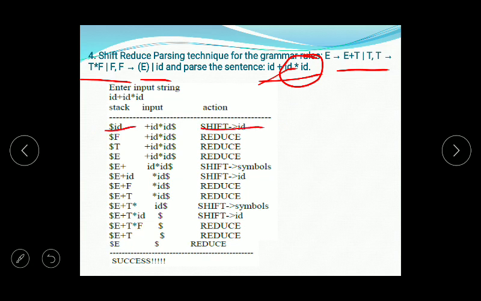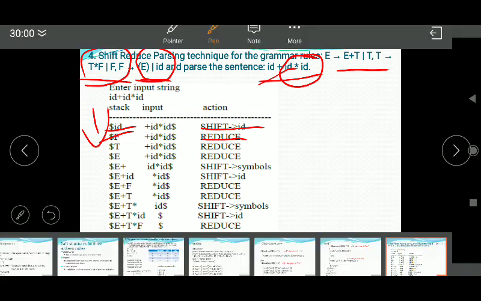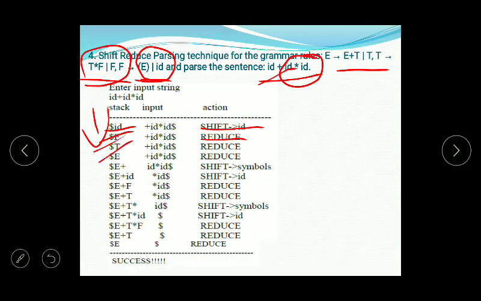Action is shift ID. After that, in a shift reduce parser, it always tries to reduce the contents of the stack to its LHS. Since ID matches with this production, that is F gives ID, there is a production. ID is reduced by F. So we need the next action as reduce. So write the action as reduce, and ID is reduced by F. And one more, later F can be reduced using this production, T gives T star F or F. So F is reduced to T. Later T can be reduced to E.